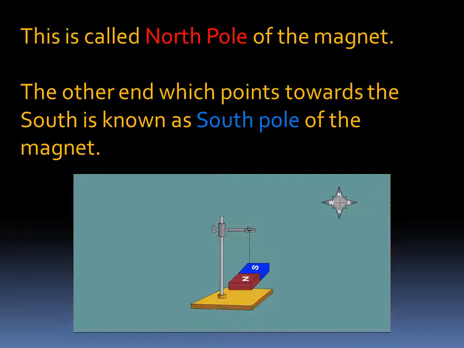You can see the picture, children. The retort stand, thread and bar magnet. The red color indicates north direction, blue color south direction. You can see both. Okay, children?